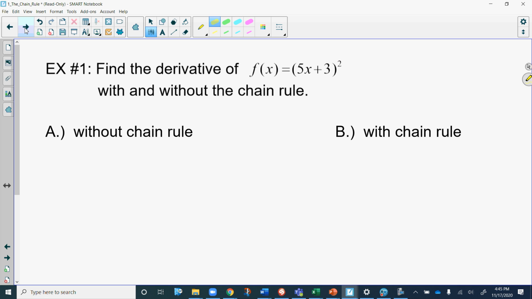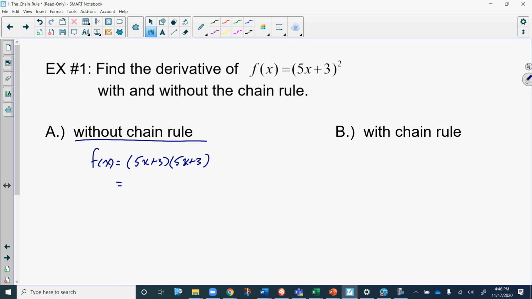Now, here's our first example, and it's a very simple example, which is intended to help us introduce how the chain rule is going to be worked. So let's take a look at doing it without the chain rule. What we would do is take our function, f of x, and expand it using the notation that we have there. So I would have 5x plus 3 times 5x plus 3. And we'll do our normal distribution here and put it in standard form.